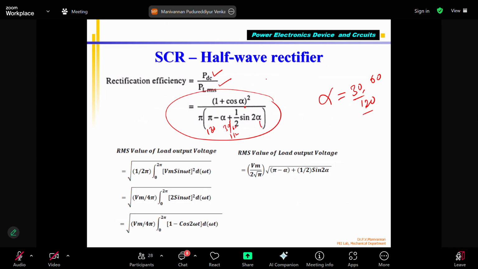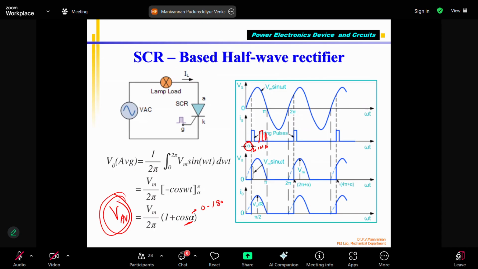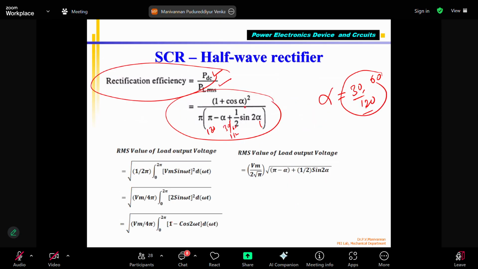Again, same thing. Wherever alpha is there, you will vary that. In the exam, you may be asked for 2 or 3 values. Compute the rectification efficiency. Compute the V average or VDC. Correct? Then you have to use this formula. Again, the last one is to find the RMS value of the load output voltage. Correct? We say VRMS of load. Note down this formula you have to use. I don't want this derivation. This formula should be noted down.